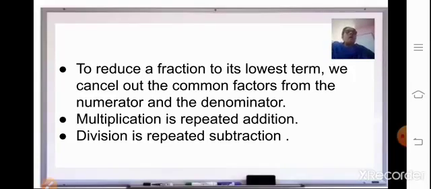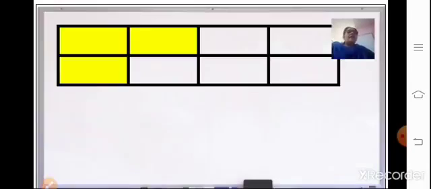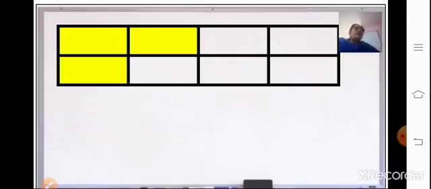Okay. Now before we start, let us take an example here. Now children, look at this rectangle here. Now this rectangle is divided into 8 equal parts. That means each part is 1/8 of the rectangle. As this rectangle is divided into 8 equal parts, each part is 1/8 of the rectangle.